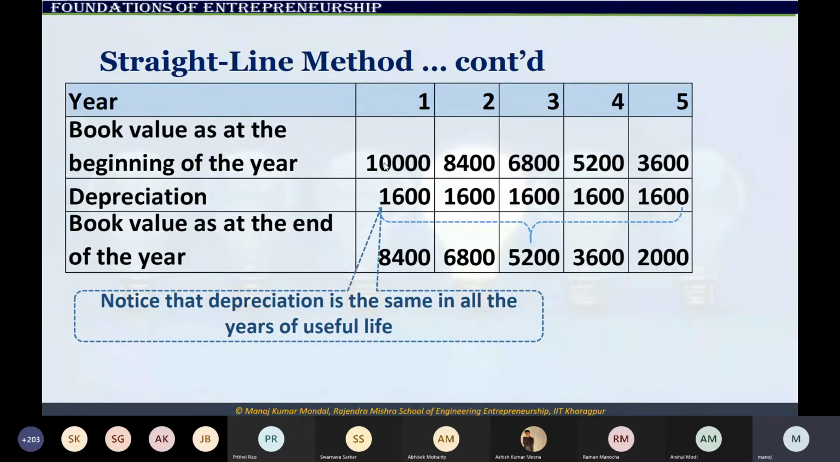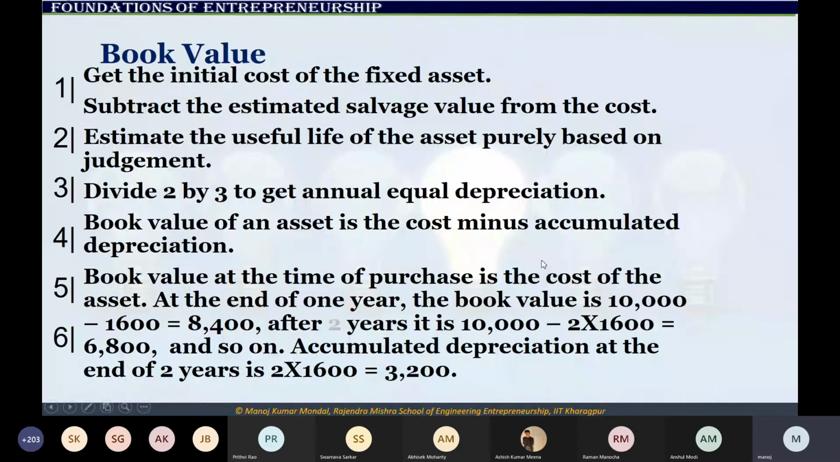You should know the cost price or procurement cost minus, at the end of 3 years, 3 multiplied by annual depreciation. That is 1,600 into 3. It's 4,800. So 10,000 minus 4,800 is equal to 5,200. That is the book value. Hope you understand that. We will revisit that again and again while discussing more about depreciation.